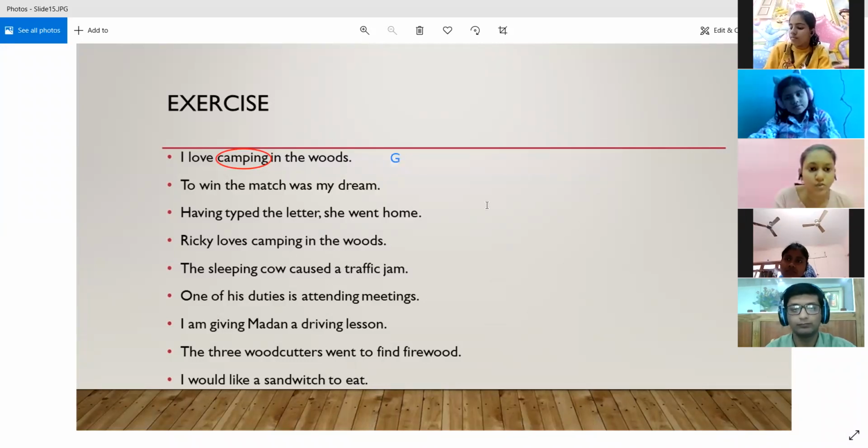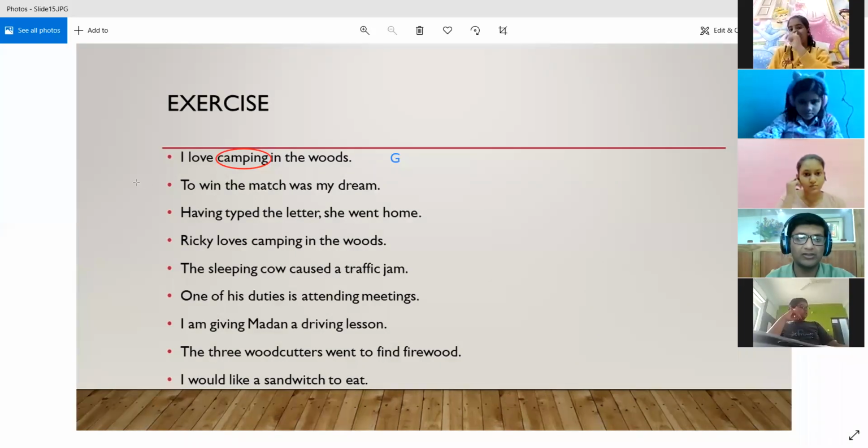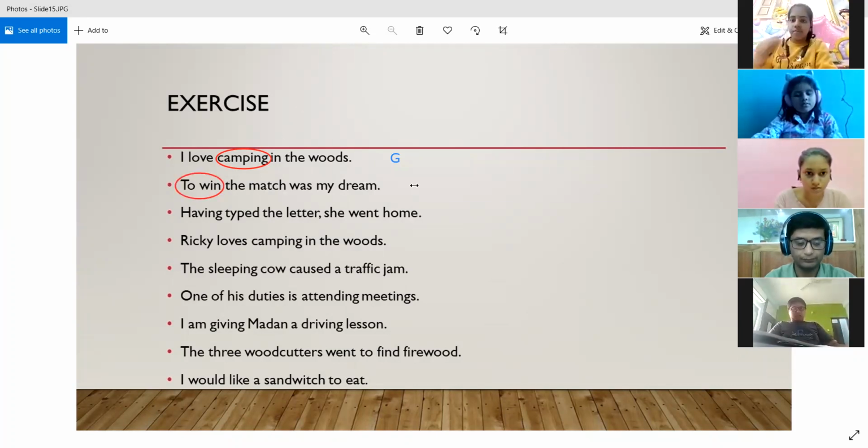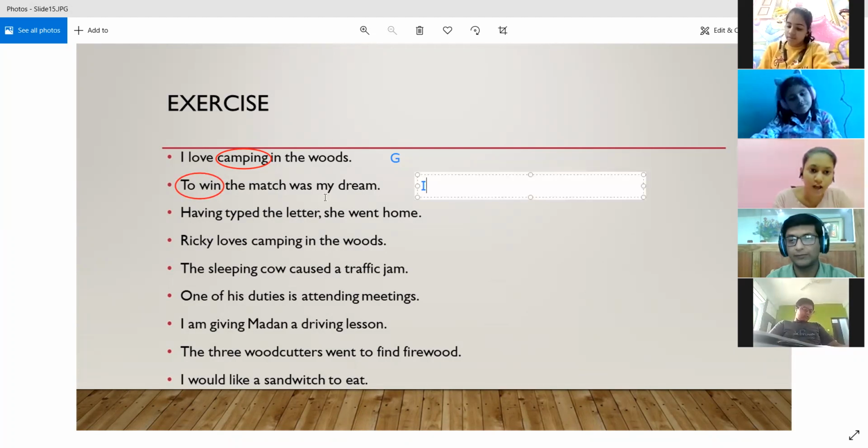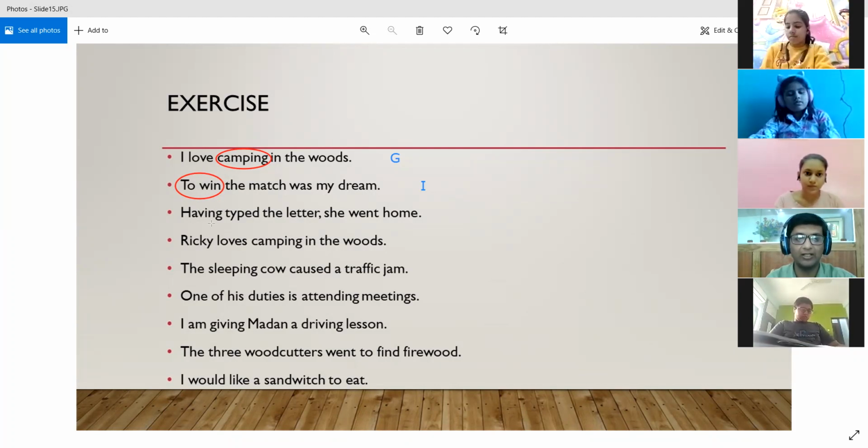So here, to win is an infinitive. Answer the next one also, because this one was very easy. Wherever you find to win, it is very easy to catch an infinitive. Here, having is a present participle, because over here also it is modifying the verb that it was doing earlier. It has been used to modify the verb, and that is the role of a participle.